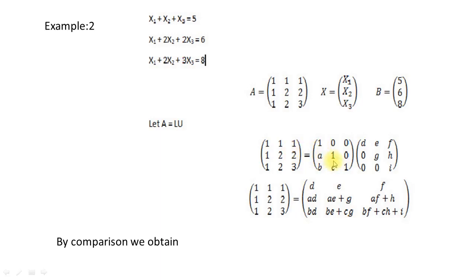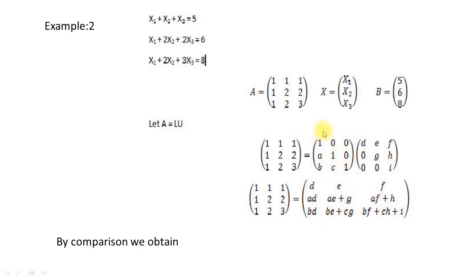These three are the unknowns of the lower triangular matrix, and in the upper triangular matrix there are 6 unknowns. In the lower triangular matrix, on the diagonal we have 1, 1, 1, and these 3 are unknown. And in the upper triangular matrix we have 6 unknowns, 1, 2, 3, 4, 5 and 6. So there are a total of 9 unknowns in these two matrices. So we can multiply these two matrices, we obtain a single matrix, and then by comparing the left hand side to the right hand side we can easily find these 9 unknowns.